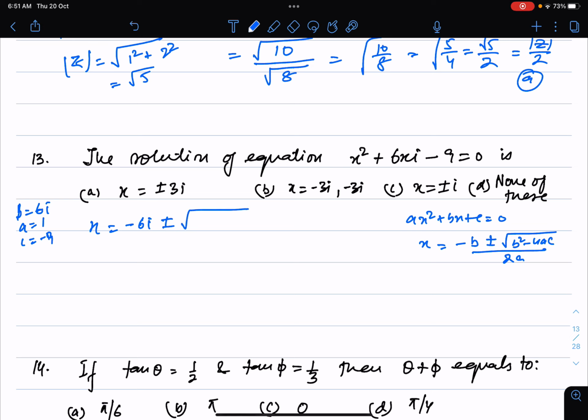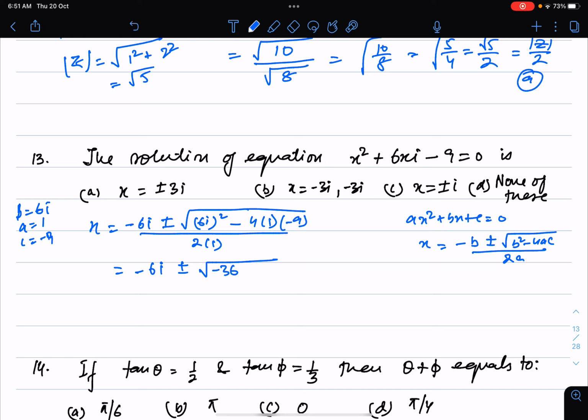Plug in the values. Minus 6 iota plus minus root of (6 iota) square minus 4 into a, that is 1, into c, that is minus 9, upon 2a, 2 into 1. So this is minus 6 iota plus minus root of minus 36 plus 36 upon 2. So minus 3 iota is the answer. Where is minus 3? Okay, see, B is the option. Why has he written 2? Because it is a quadratic equation and there have to be 2 roots. So therefore he has written minus 3 iota 2 times.